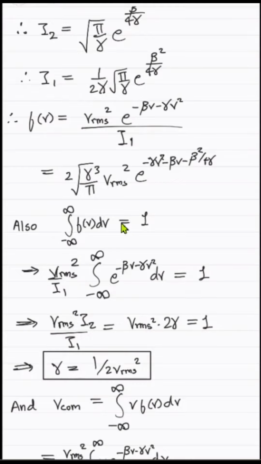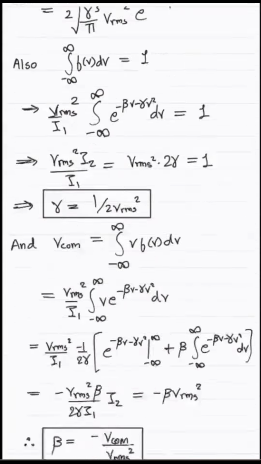So f of v is equal to 2 square root of gamma cube upon pi and then VRMS squared and all of this stuff. So we don't want gamma and beta. We instead want v center of mass and VRMS to be the parameters we'll be dealing with, because we don't know what gamma and beta are, right? Okay, now we actually figured out what these should be. So we just plug those values in this. And that's why we are figuring out what square root of gamma cube upon pi should be and what these values are, right? Okay.